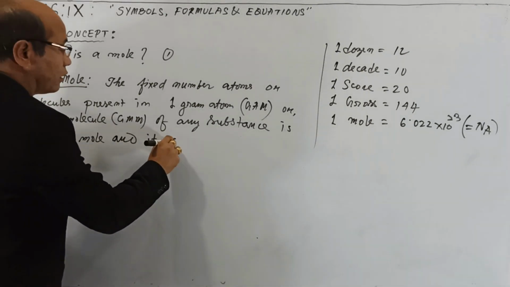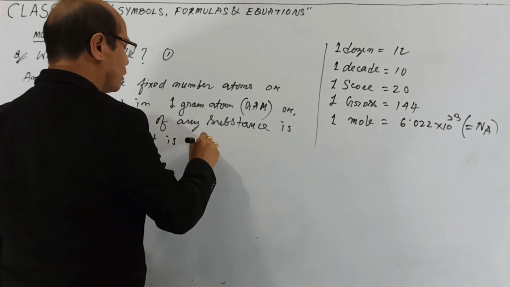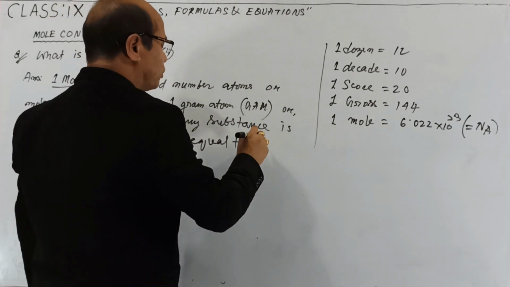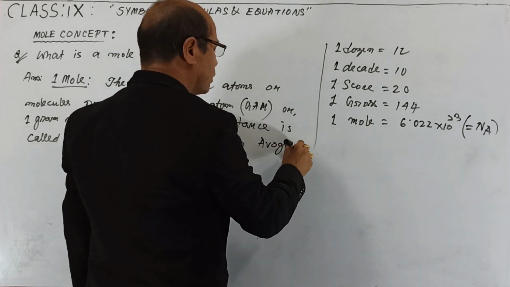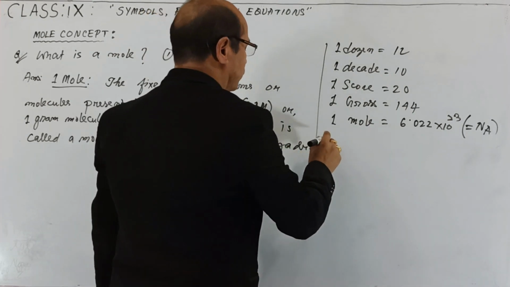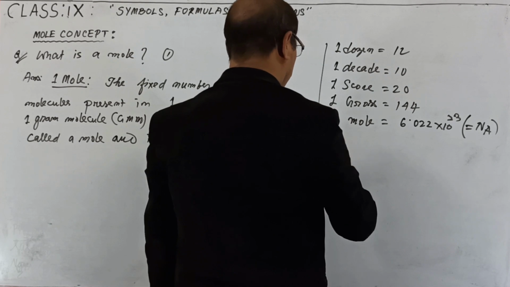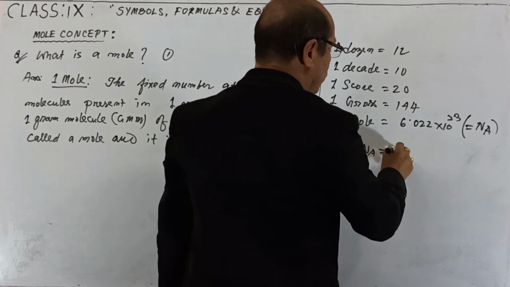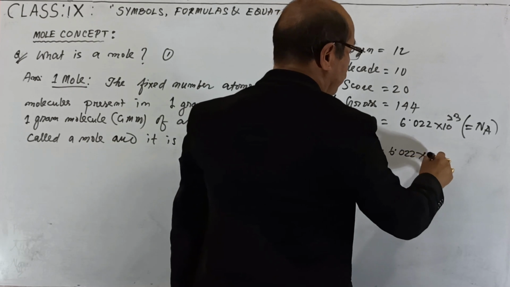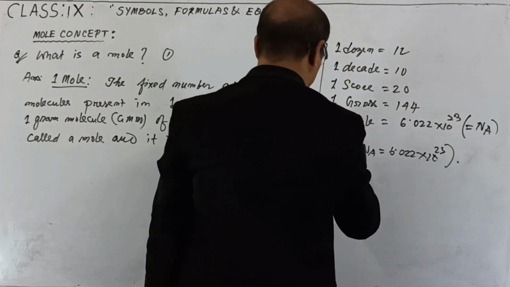And it is equal to Avogadro's number, Na, equal to 6.022 into 10 to the power 23. Like this, you can write the definition.